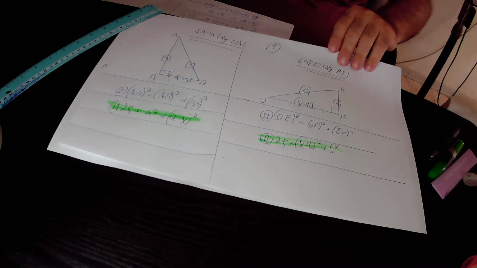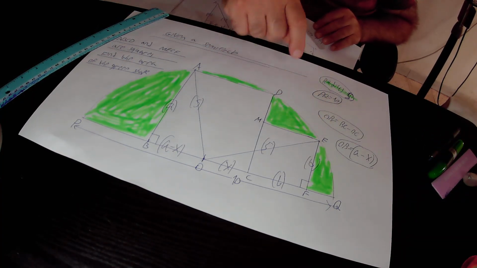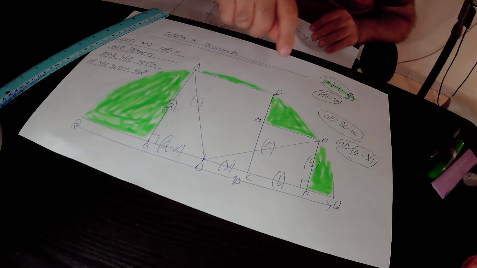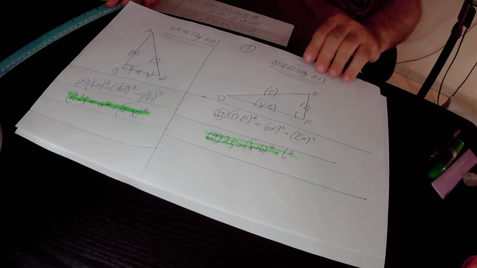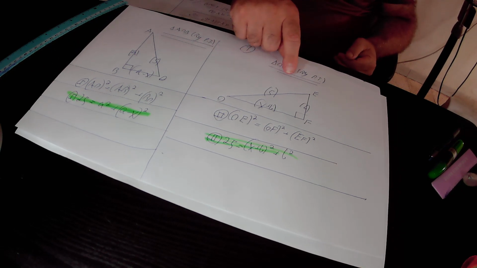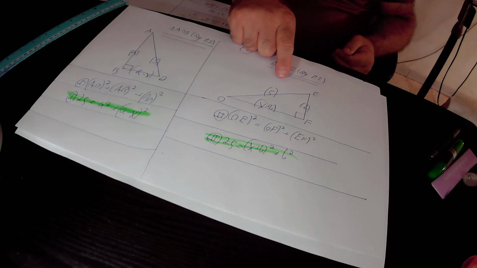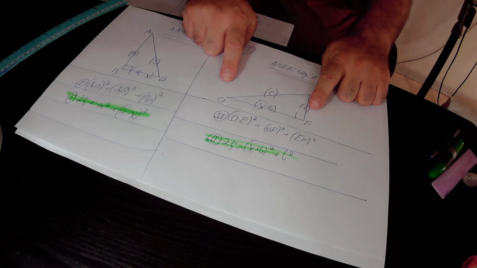In the next step, I copied the right triangle OEF in a new page, and we implemented the Pythagoras theorem on this right triangle OEF. This is the right triangle OEF according to the original drawing. The hypotenuse OE equals 5 units, which is also the radius of the semicircle. EF equals B, and OF equals X plus B.